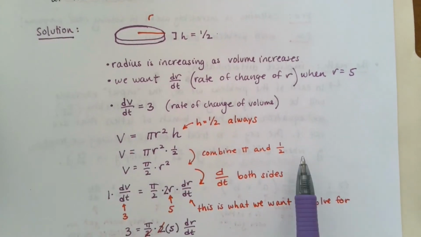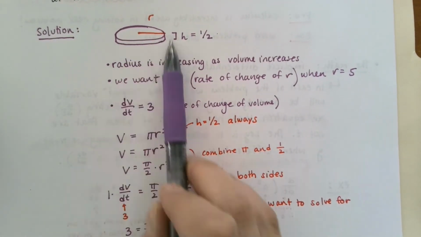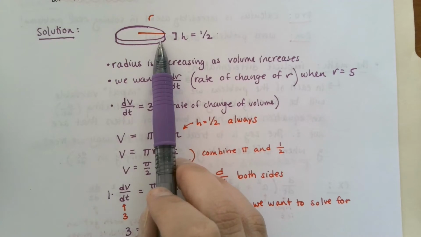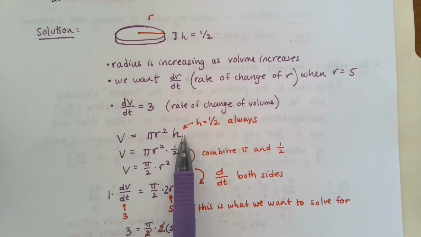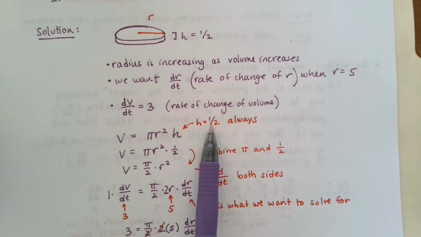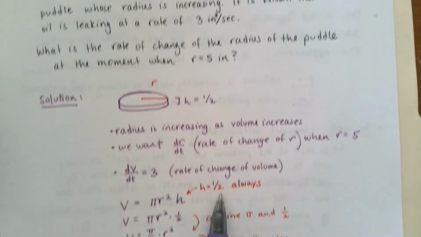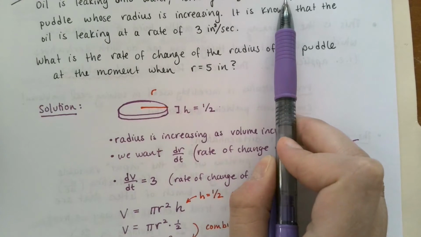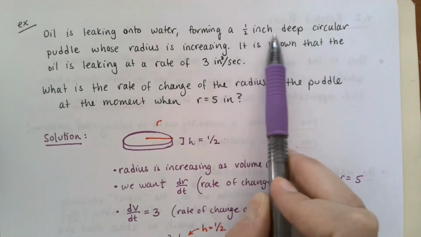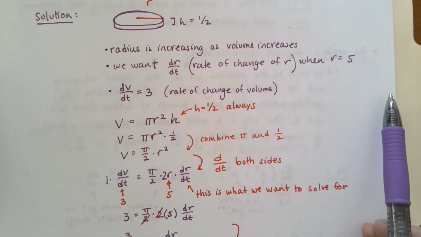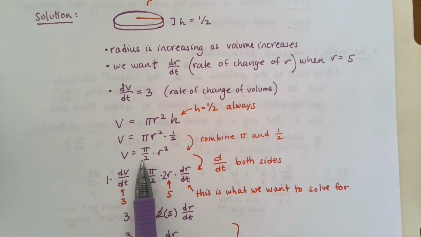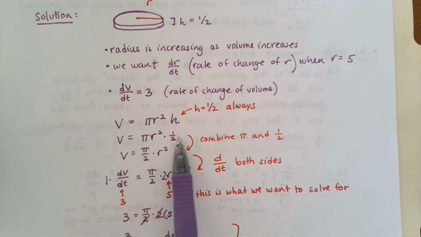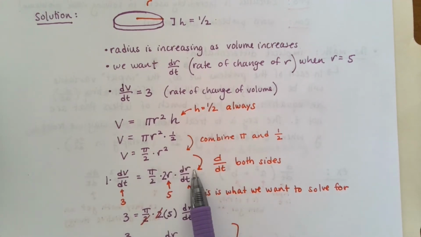Okay, so I said, well, I know that the volume of this cylinder, this is the really short version of a cylinder, but still a cylinder. So its volume equation is pi r squared h. I know that h is always a 1/2, that's the height of the puddle, from that very first piece of information there. So I plugged in a 1/2 for h, and then I took the derivative of each side with respect to t. So this is where implicit differentiation comes into play, right here.